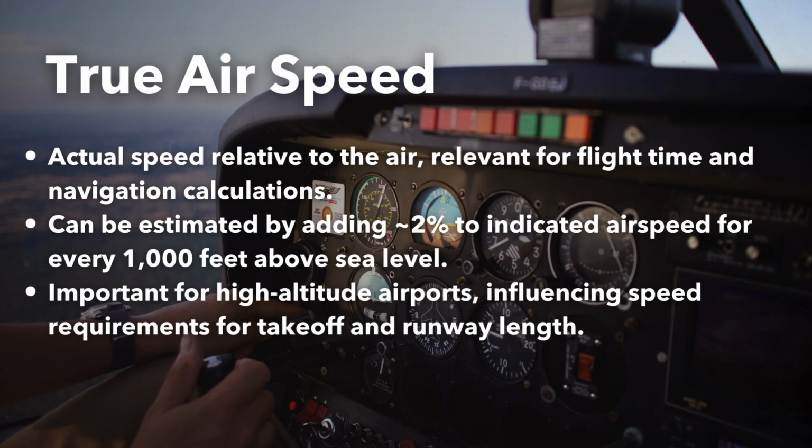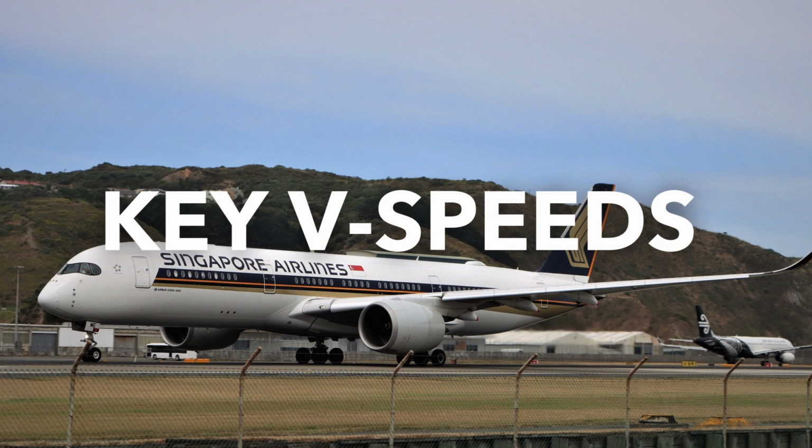At higher altitudes, indicated airspeed reads lower than true airspeed due to the reduced air density. For example, to account for reduced air density at 5,000 feet, one might add approximately 10% to the indicated airspeed to approximate true airspeed. This difference between IAS and TAS is significant for high altitude airports as it influences the aircraft speed requirements for takeoff and therefore the necessary runway length. Some key V speeds and their role in runway design are as follows.